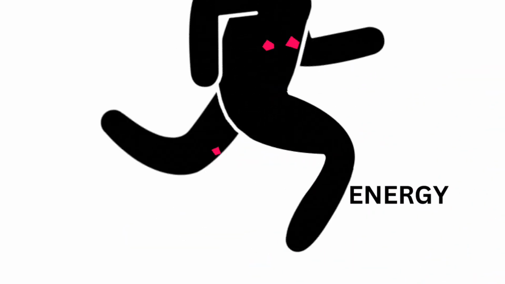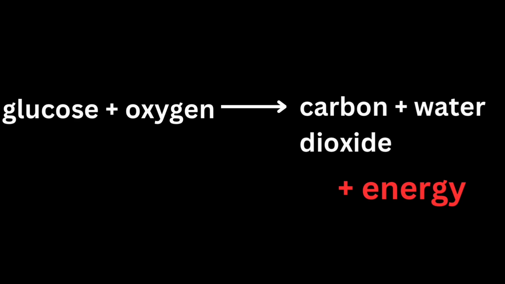To run, his muscles need energy. And as we've learned in our previous videos, our bodies get energy by releasing it through a process called respiration. To release this energy, our cells need glucose and oxygen. You might know that this reaction is actually called aerobic respiration.